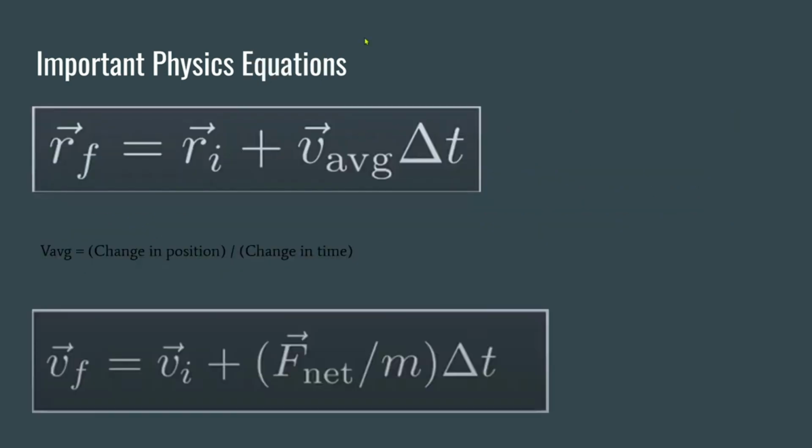Some equations that I'll be using in this lab is the position update formula. Since the velocity in this lab is constant, the average velocity will be equal to the initial velocity. Next, we have the equation for average velocity, which is simply change in position divided by change in time. And third, we have the velocity update formula, which, since we are focusing on constant velocity in this lab, the net force shown here will be zero.